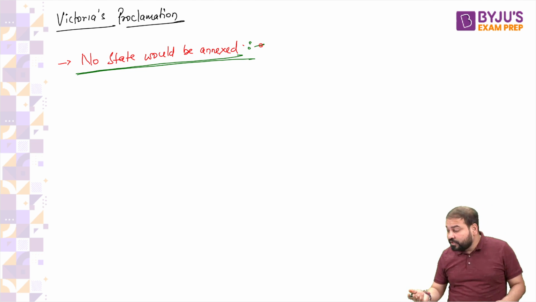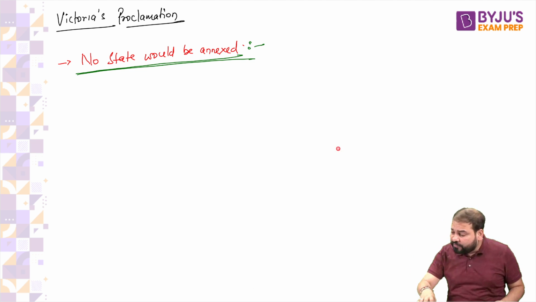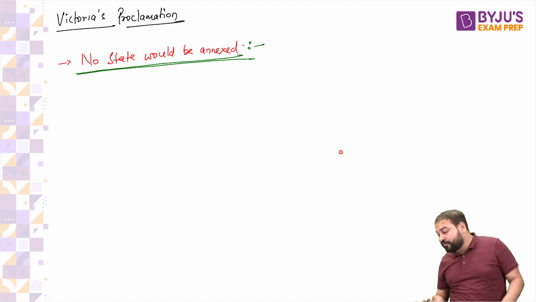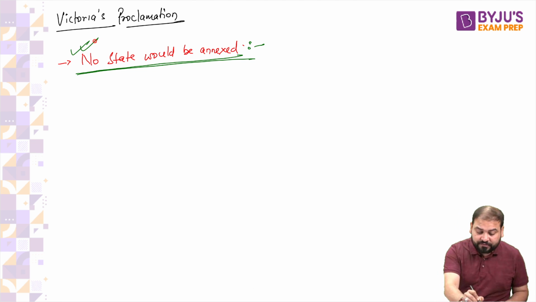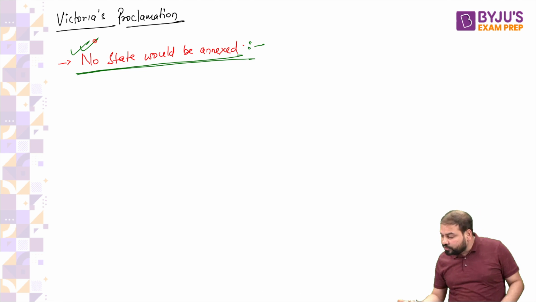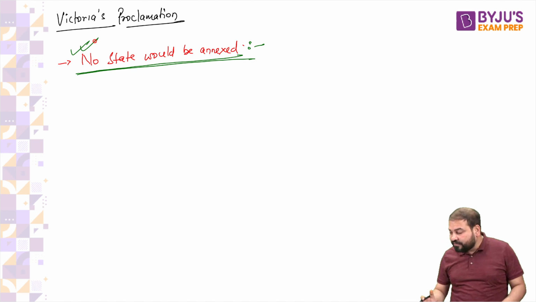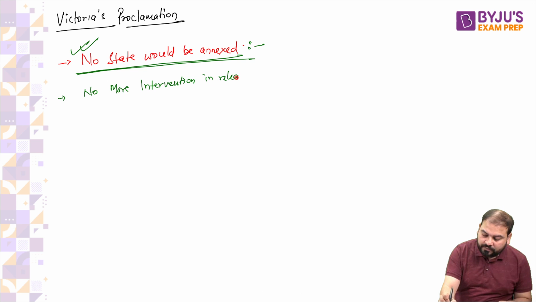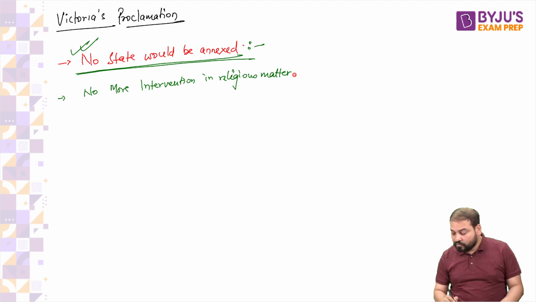The reason is, everybody who got involved in the revolt of 1857 revolted because their territory was taken. Now, if she promises, we will not take your territory, she hopes what? No more revolt. Can you understand? No more revolt now. Number two, no more intervention in religious matters.